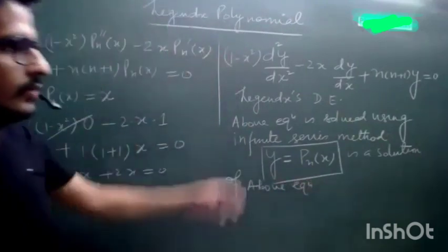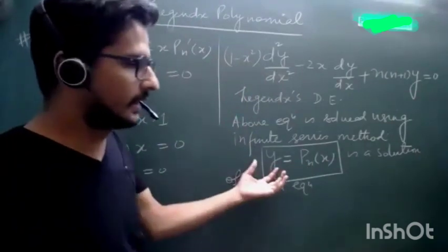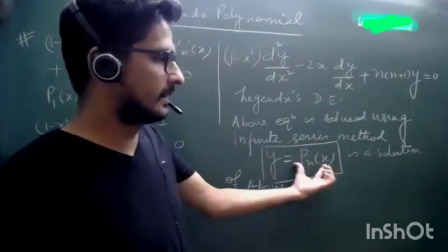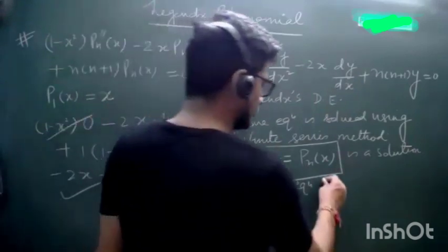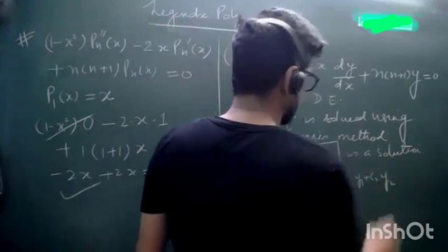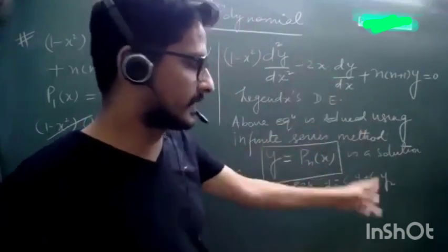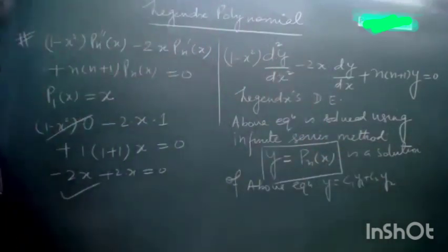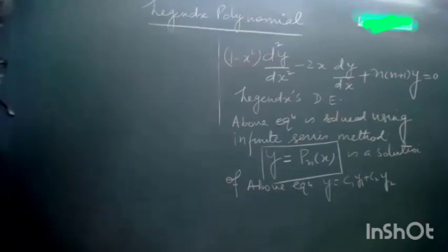So obviously the solution of the Legendre differential equation is known as Legendre polynomial. The solution can also be some linear combination of this, because the right hand side is 0, so this is a homogeneous equation. So suppose the solution is c1y1 plus c2y2. So y1 follows the equation and y2 also follows the equation, and the linear combination also follows the equation. So all of the three will follow the equation. This is the Legendre's differential equation.